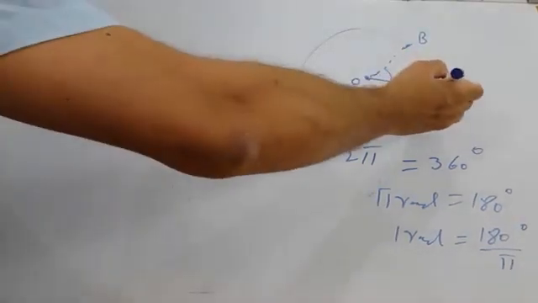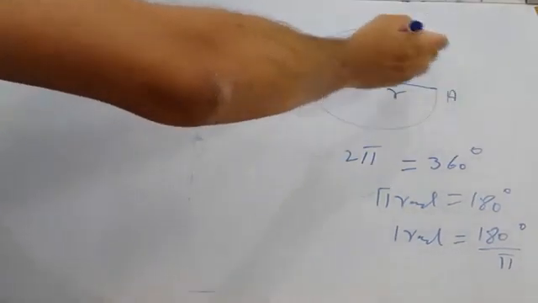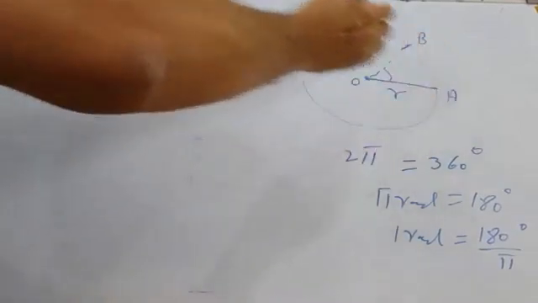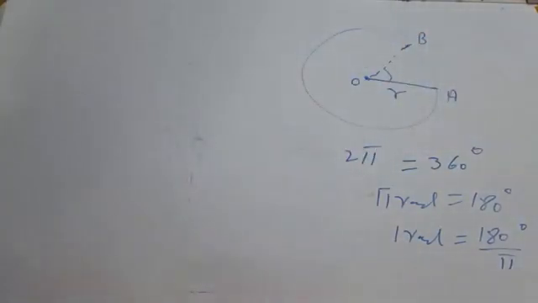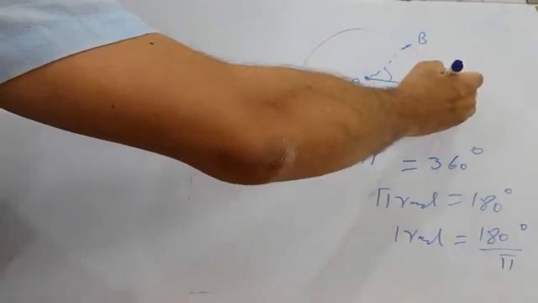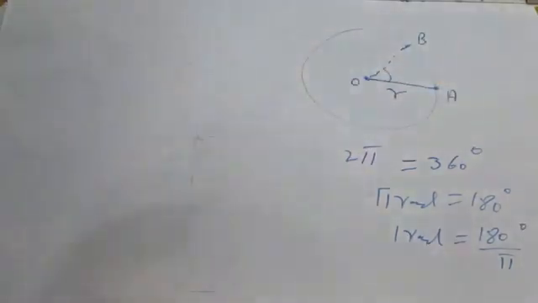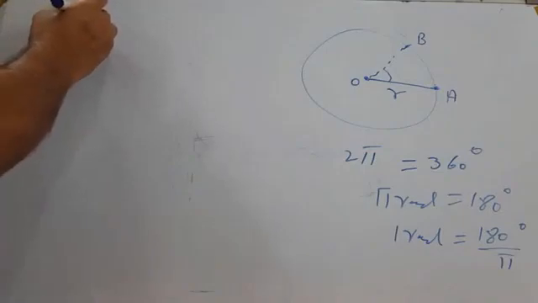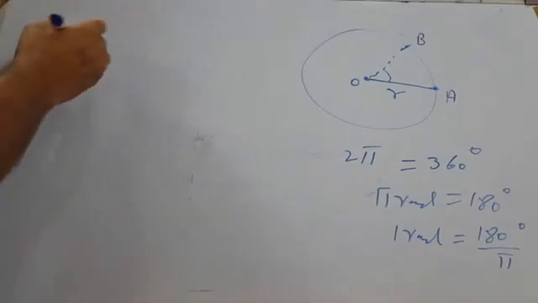Suppose this is the starting point. It will take some time in completing one rotation, which is called the time period. So the time period is the time taken in completing one rotation. Suppose any object is traveling along this circular path. How much time will be taken in completing one rotation? That will be the time period.